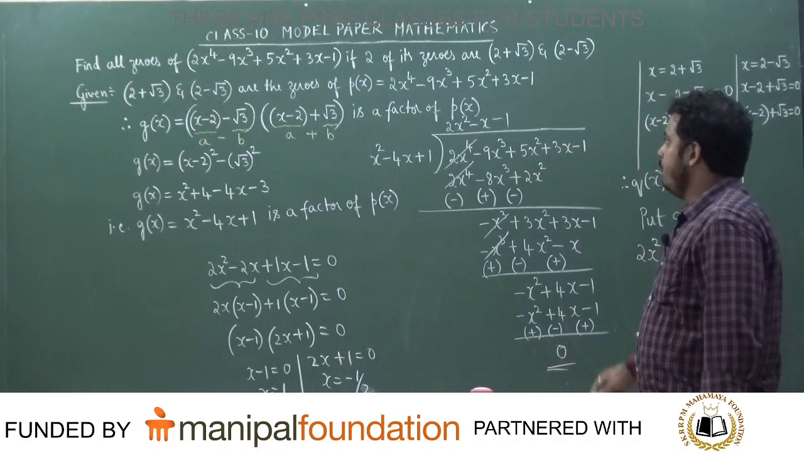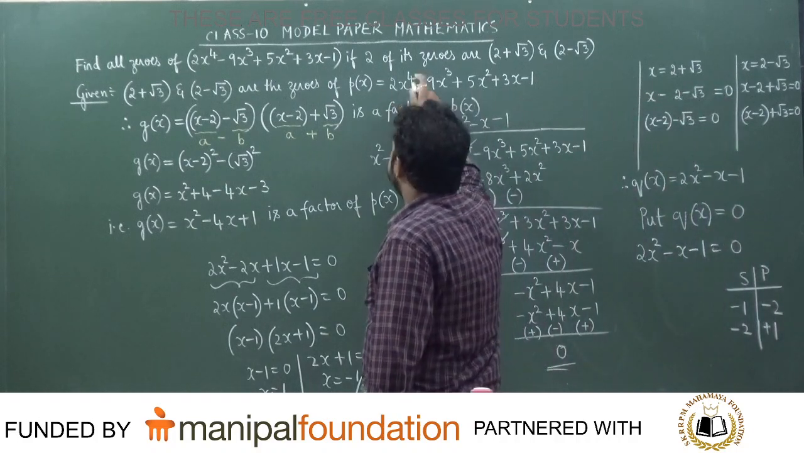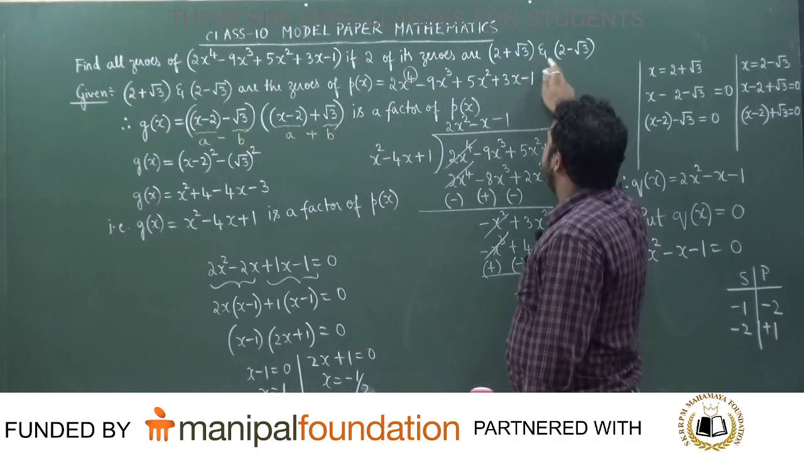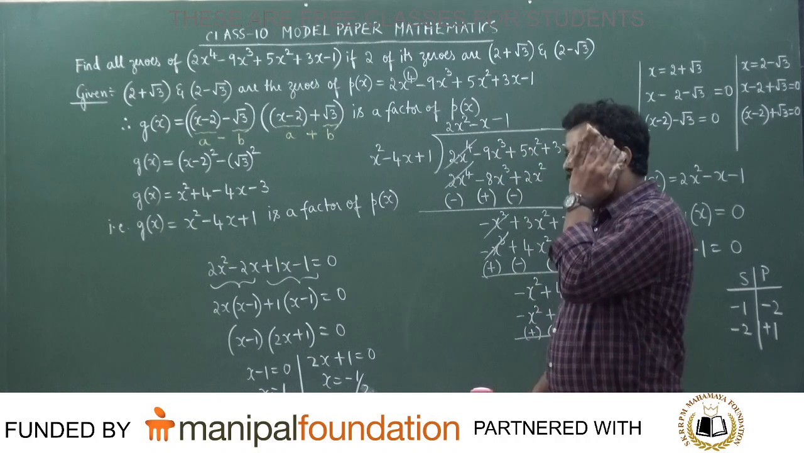Do you follow? Ultimately, look here, what is the degree of this particular polynomial, students? 4. Out of which how many zeros are already given? 2. So how many do we have to find out? Remaining 2. Correct or not?